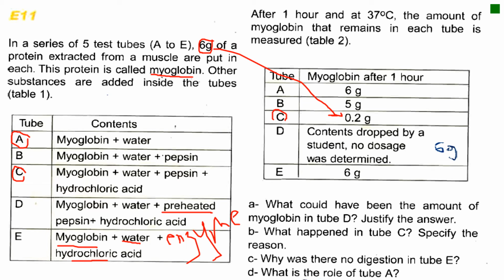Finally, what is the role of tube A? Tube A has the role of a control tube. As we said before, a control tube is used to compare and explain the results at the end of the experiment. So we use tube A to make a comparison with the result at the end of the experiment. Myoglobin and water alone cannot be digested. Okay, so pepsin is the one that is responsible for the digestion by comparison with tube A. So tube A is the control tube.